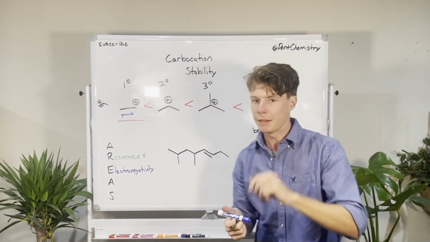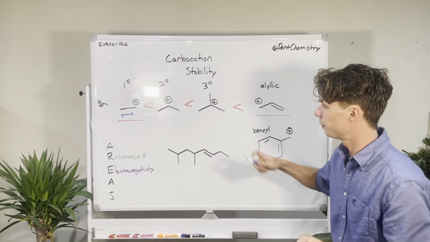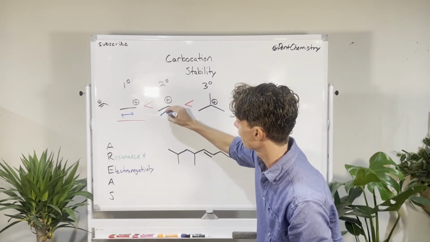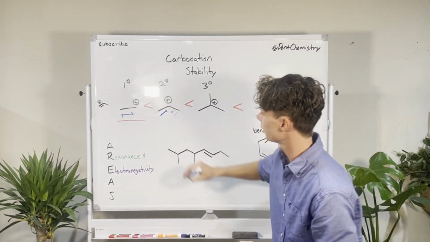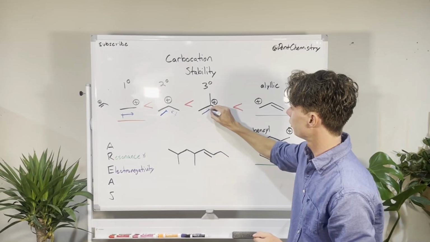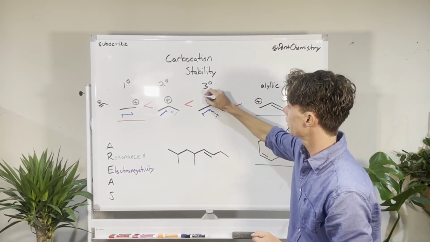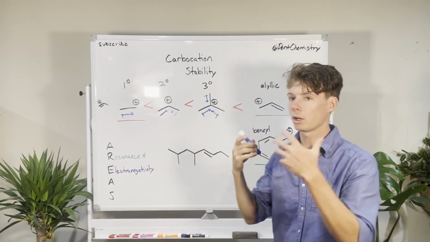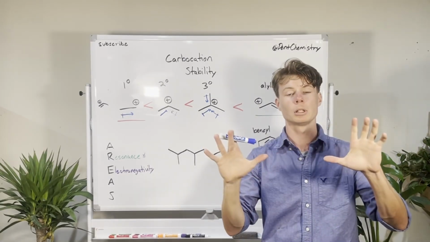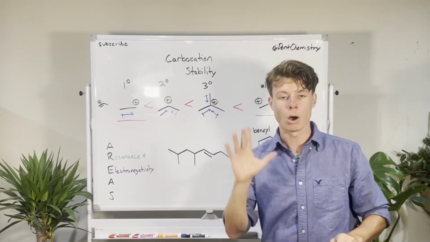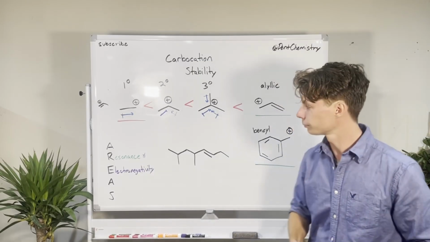it a bit. And that's why secondary is better than primary, because now we have 2 groups that are neutralizing that positive charge. And tertiary, we have 3 groups. These are electron donating groups that help, you can think, neutralize or spread out that positive charge. All of that has to do with induction.